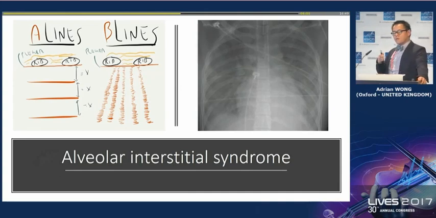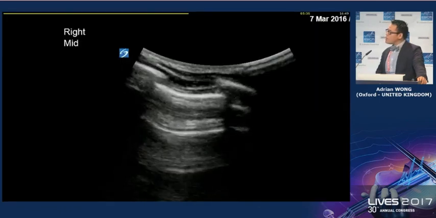So again, the previous presenter has talked about A lines and B lines. Very, very simply, A lines are the horizontal lines, which are reverberation artifacts from the pleura. B lines are the vertical lines that start from the pleura and slice through the screen. One of my early mentors of lung ultrasound said, B lines are the equivalent of crepitations you hear on chest examination. So again, a reminder, normal lung, boring.